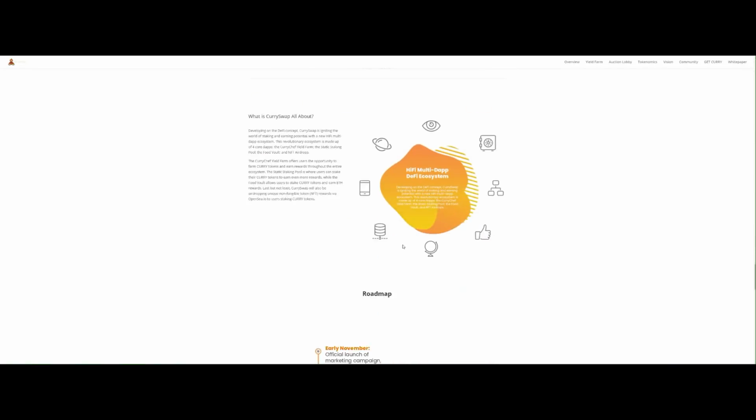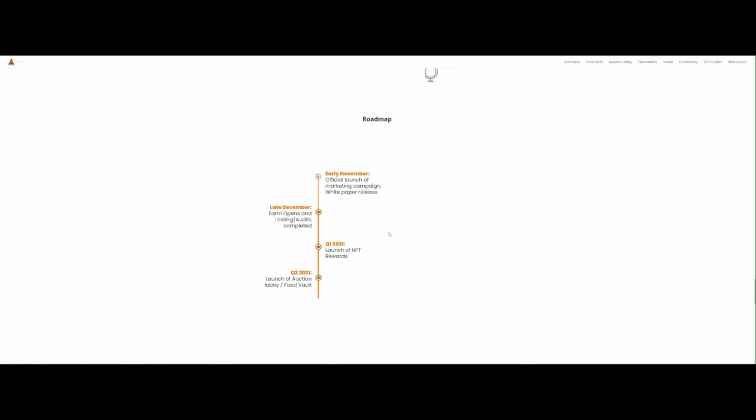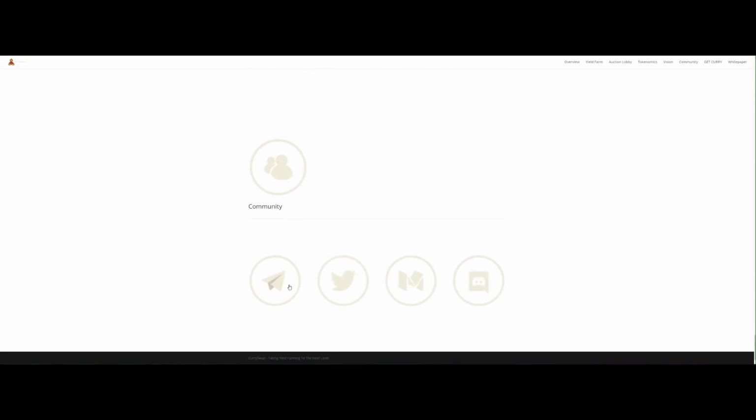80% going towards the block rewards, liquidity providers. And let's just see what the future holds, man. Let's just see what that holds. You see in Q1 and Q2 of 2021, we have very exciting things coming, guys, from the auction lobby, from the food vault, from all the different factors. And let's just see how this ecosystem ties everything together.